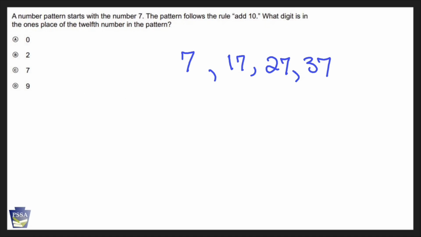Wait a minute. You're in the ones place. No matter what we do, anytime we add 10, add 10, add 10, you're going to have 7 in the ones place. So no matter if it's the 12th number or the 70th number or whatever, the ones place number is going to be 7. So our answer is C. That wasn't so bad.